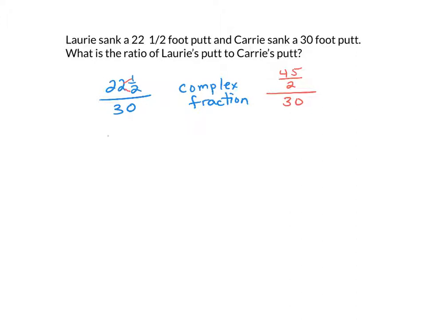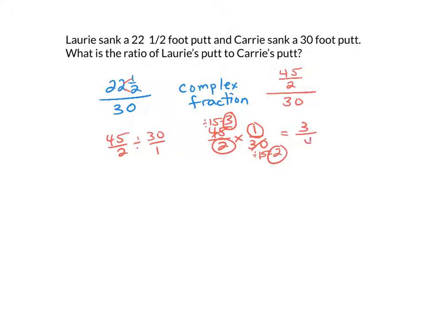So really what I have is 45 halves divided by 30 over 1. And remembering what we did in Math 1, I'm going to have to change that into a multiplication problem. I'm going to flip-flop the second number. So I have 45 halves times 1/30th, and then I'm going to use the idea of factoring the 30 and the 45. I can divide both of those by 15. If I divide 30 by 15, I get 2. And if I divide 45 by 15, I get 3. And now I'm just going to multiply across. The 3 and the 1 gives me 3. The 2 and the 2 gives me 4. So the ratio of this is 3 to 4.